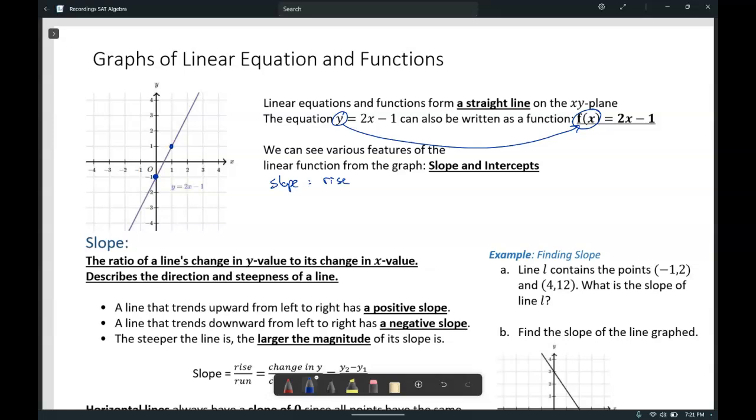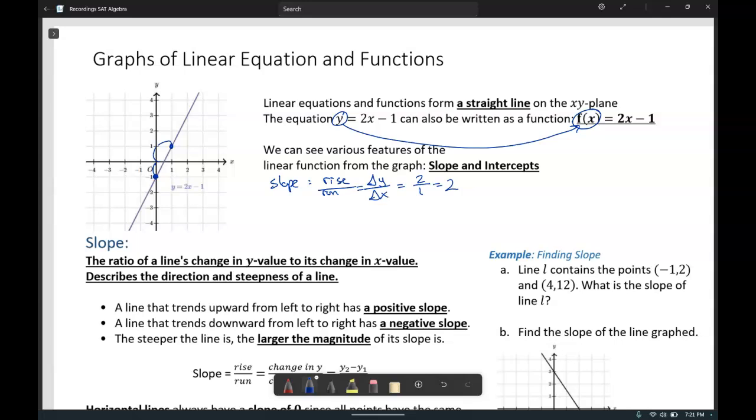the rise over the run, the change in y over the change in x. And we see that for every 2 units that y increases, x increases by 1 unit. So we get a slope of 2.